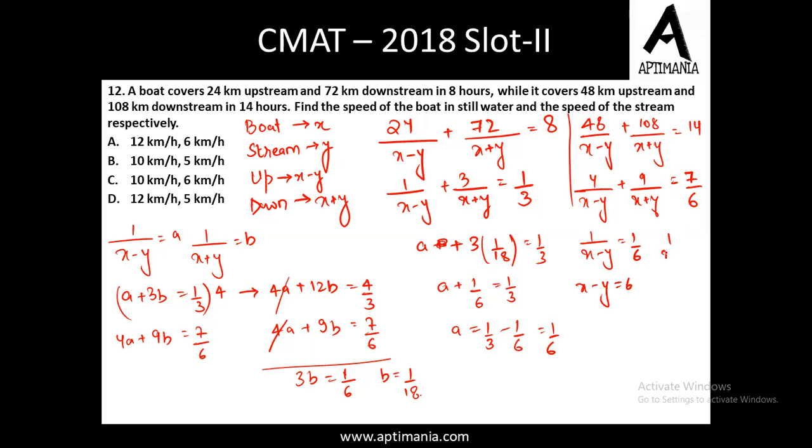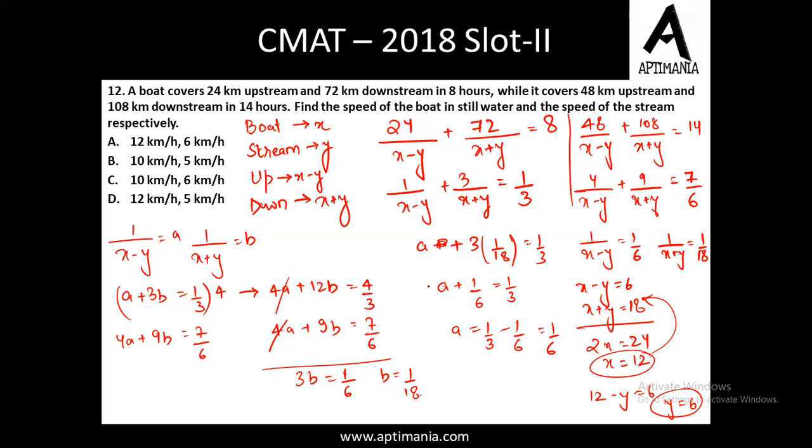Also b equals 1 upon x plus y. So 1 upon x plus y equals 1 by 18, x plus y equal to 18. Adding the two equations, I'll have 2x equals 24 or x equals 12. Putting the value of x in the first equation, I'll have 12 minus y equal to 6, y equal to 6. So we have got the value of both the speed of boat and the stream: 12 and 6.